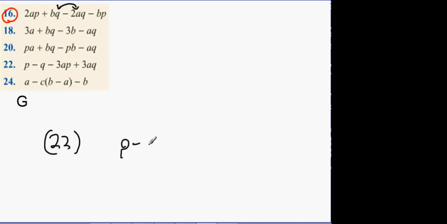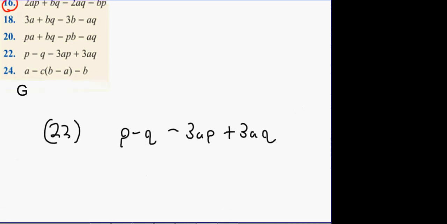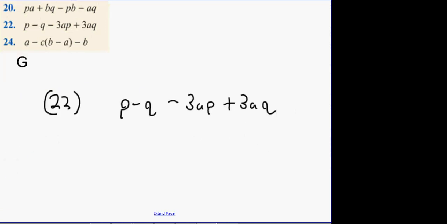P minus Q minus 3AP plus 3AQ. Now, I know 2 ways to do this, okay? But what we're going to do is we're going to assume we can't do it starting off. Now, if we can't do this, what would be a good swap? Can anybody tell me? What would be a good swap, Connor? 3AP for Q. 3AP for Q would be a good swap.